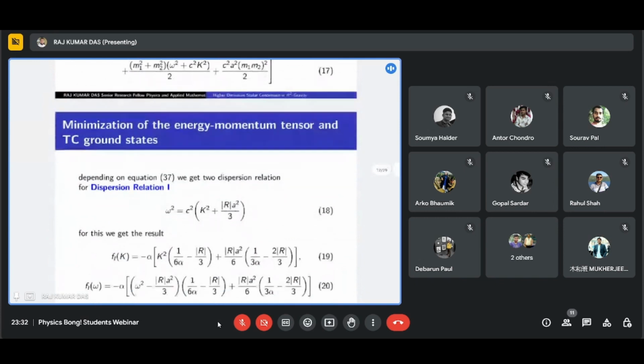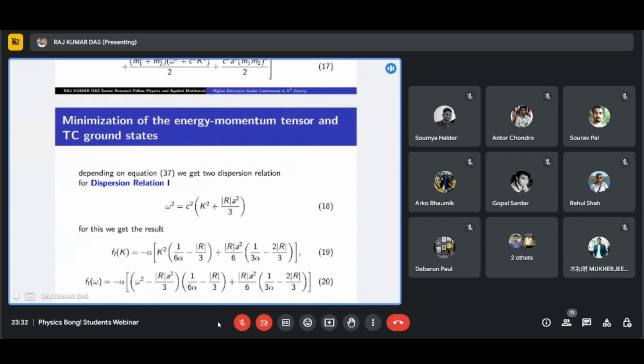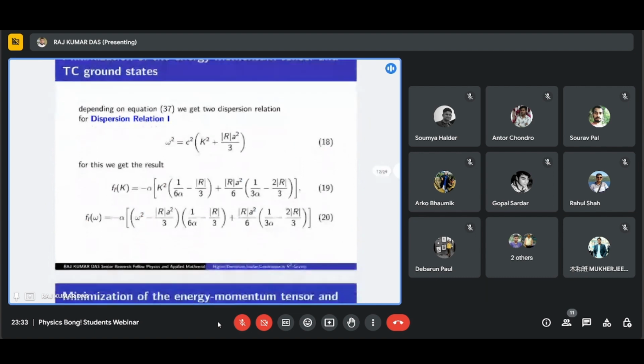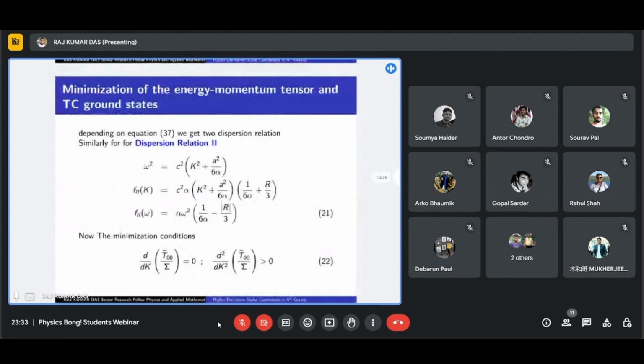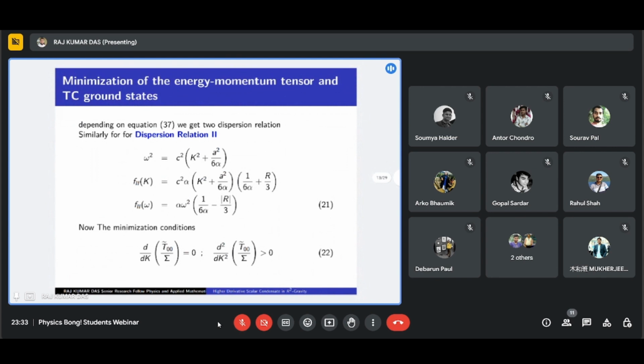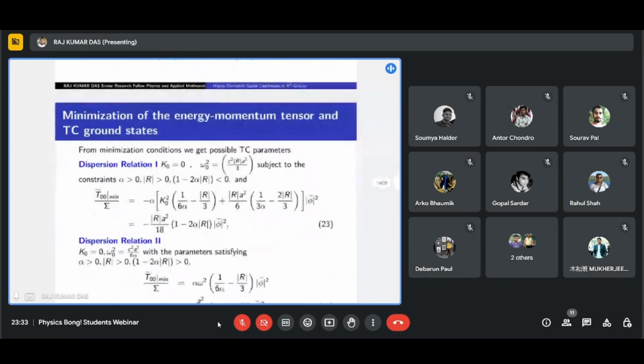From that, if you take the minimization condition, we get this kind of dispersion relation, omega squared equals c squared k squared, and you will get the R squared by 3 term. This term originally arises from taking the higher derivative in the Lagrangian. So this is our key contribution here. Now we get two dispersion relations, and our minimization condition is written as equation 22. This is a basic equation, because for any minimization condition, the first derivative is 0 and the second derivative is greater than 0, positive, right? From that condition, you get our minimization condition.